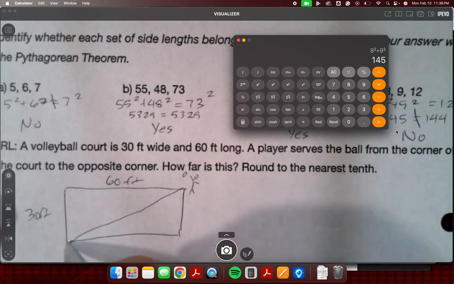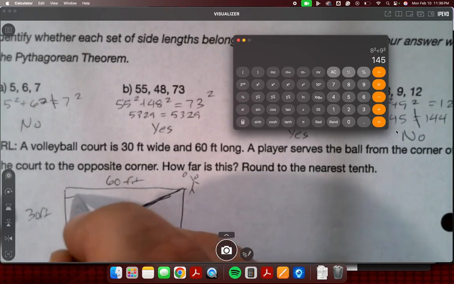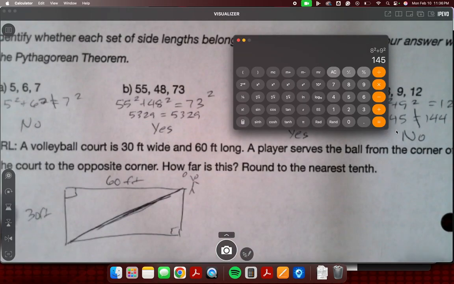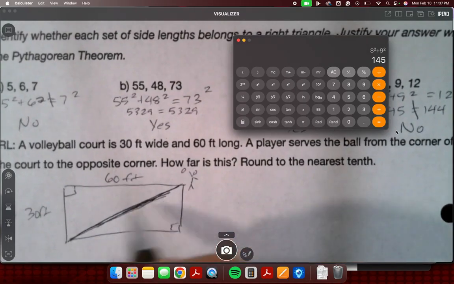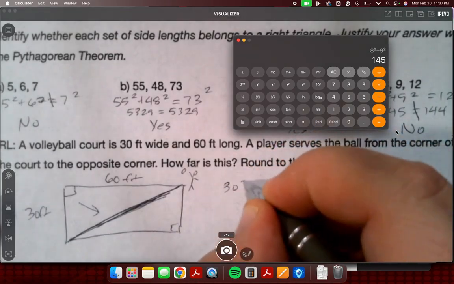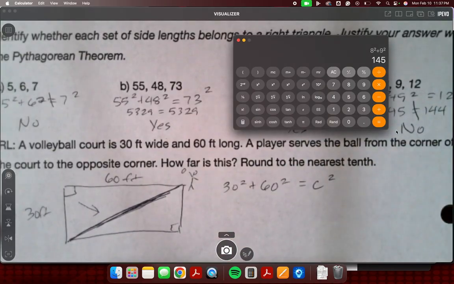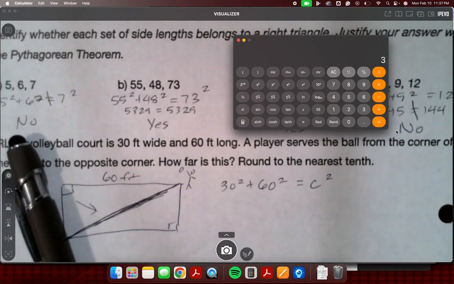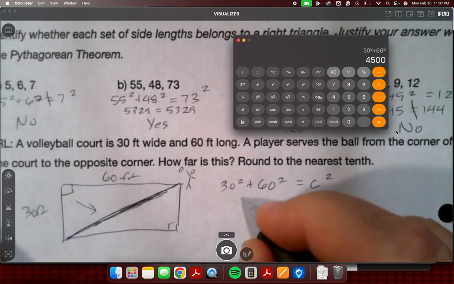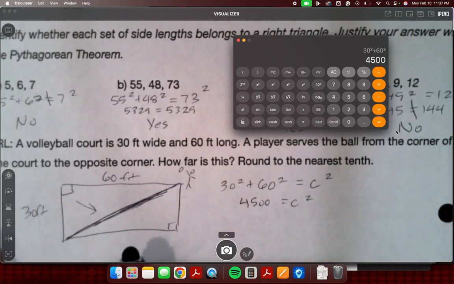You're creating a right triangle because this is a rectangle. So these are all right angles, so this up here is a right triangle. This, because it's across from the right angle, is the hypotenuse. So we could set it up and say 30 squared plus 60 squared equals c squared. Let's see, 30 squared plus 60 squared is 4,500. And then we need to take the square root of that to equal c.